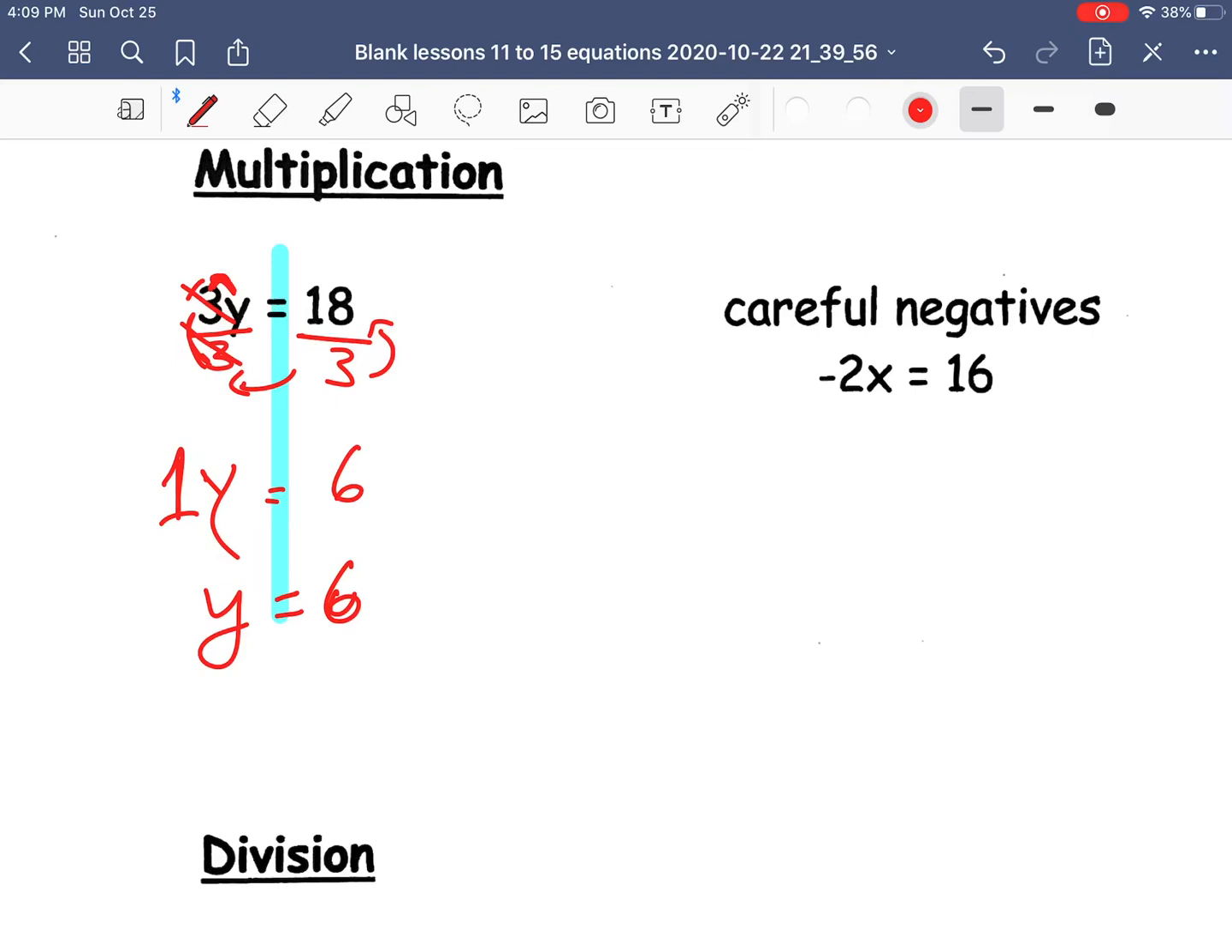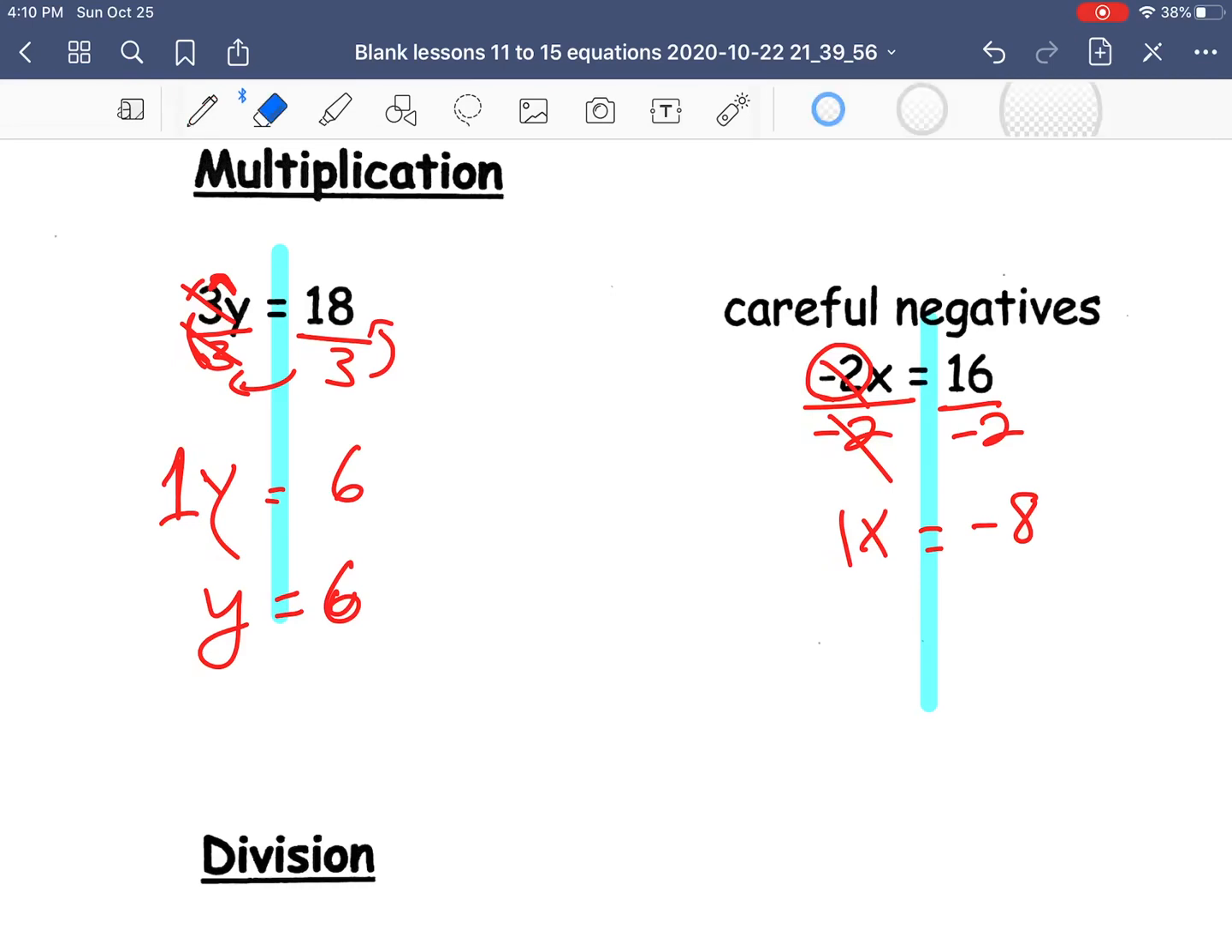Same kind of example, but just be careful with your negatives, okay? So same idea, use that highlighter. The opposite of multiplying by the negative 2 would be dividing by the exact same number. So make sure that you put that negative on both sides. Negative 2 divided by negative 2 is really 1x is equal to negative 8. Remember your integer rules. I really don't need, obviously, that 1 in front. So it's just x is equal to negative 8.